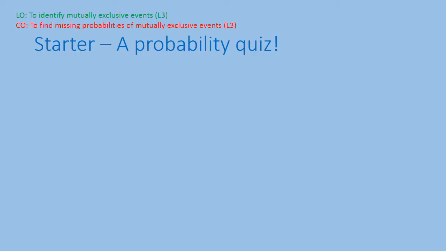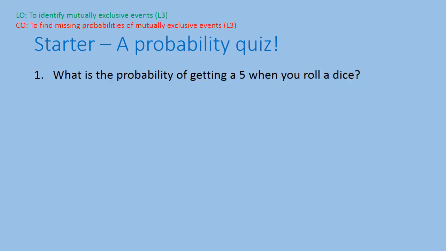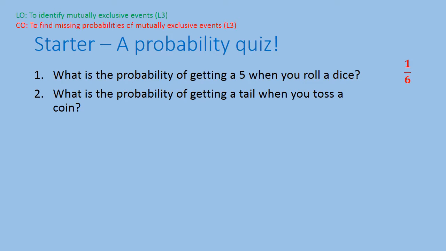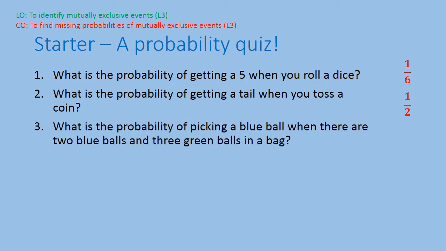Now let's start together. I want you to answer these questions. The first question, what is the probability of getting a 5 when you roll a dice? Can anyone answer this question? Excellent, it's 1 out of 6. Number 2, what is the probability of getting a tail when you toss a coin? Can anyone tell me? Excellent, it's half. Last question, what is the probability of picking a blue ball when there are 2 blue balls and 3 green balls in a bag? Yes, who wants to answer this question? Excellent, it's 2 out of 5.